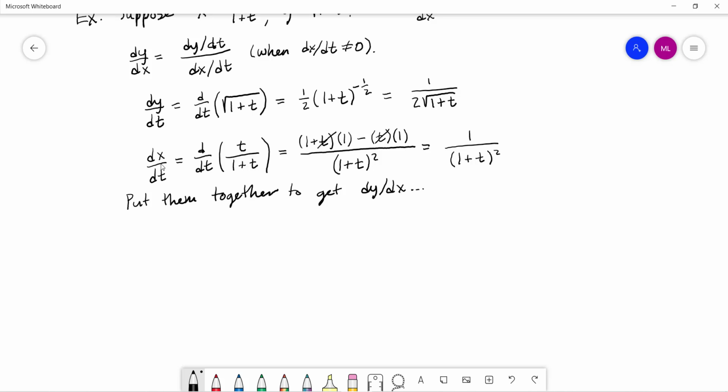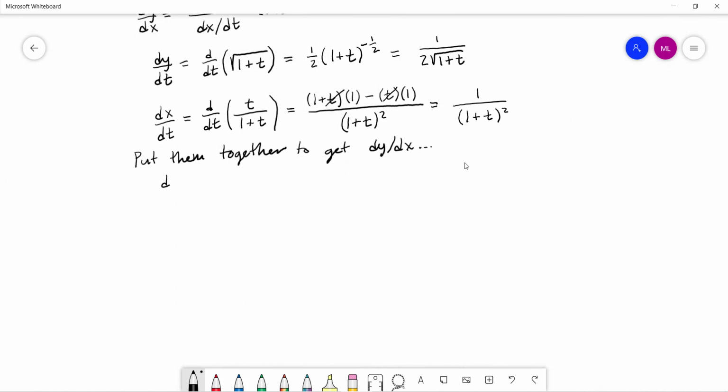And all we need to do is ensure that the denominator isn't 0. That's the one point where this definition won't work. But luckily for us, this denominator can't ever be 0 exactly. So this dx dt, which is going to make up the entire denominator, cannot be 0. So our dy dx is going to be 1 over 2 times the square root of 1 plus t, over 1 over 1 plus t squared. There we go. And we'll clean that up.